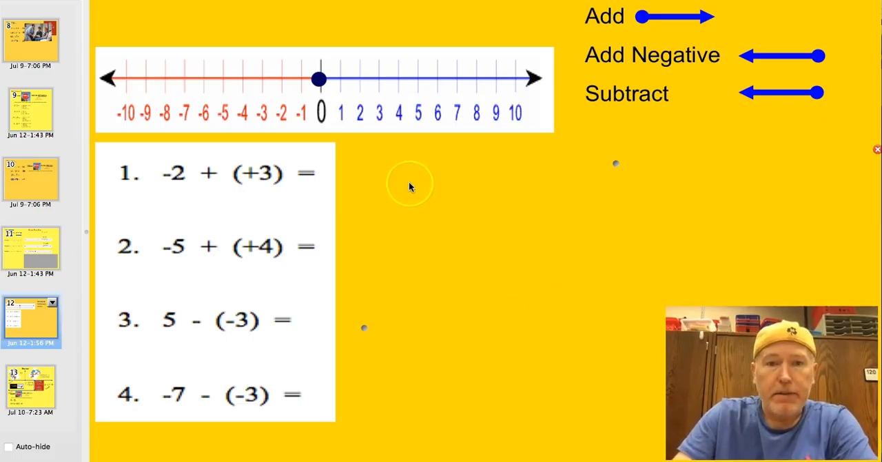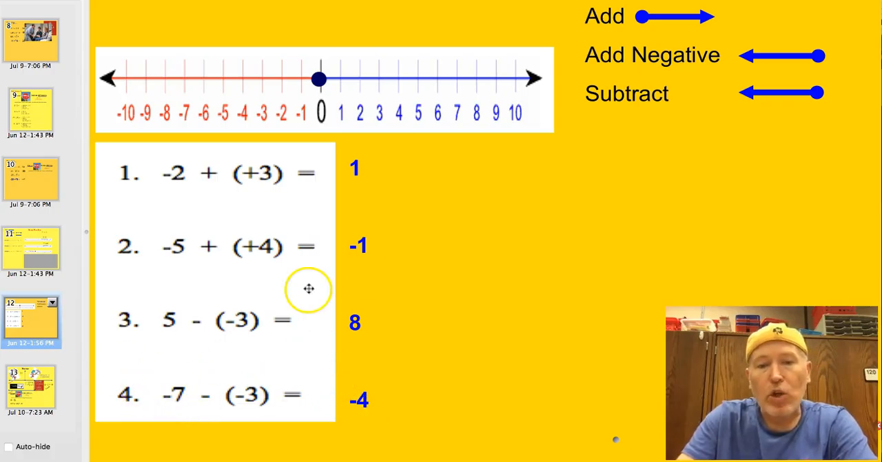Negative 2 plus 3, that's really 1. Negative 5 plus 4, that's a negative 1, because this is more negative. The difference between 5 and 4, that's 1, and this is more negative. The absolute value is greater. 5 minus a minus 3, well, that's going to be 8. That's a double shot. This one here is a double shot. And negative 7 plus 3: you have to find the difference between 7 and 3. The difference between them is 4, and it's negative because negative 7 has a greater absolute value.